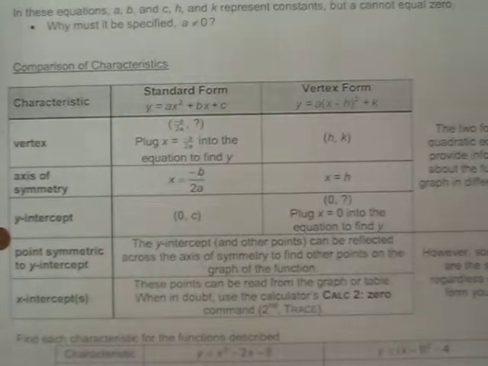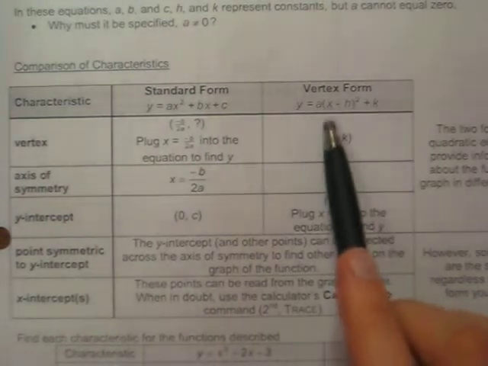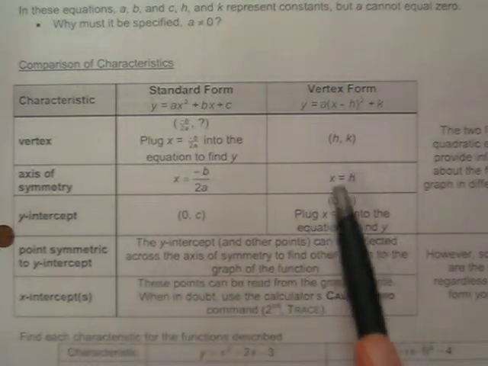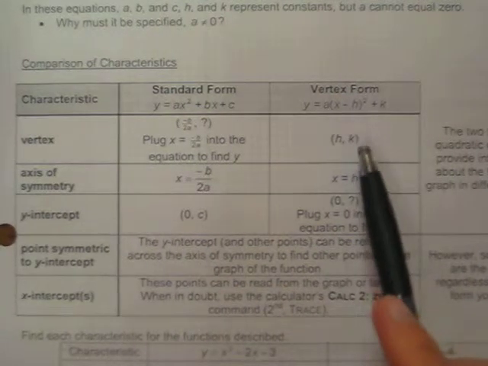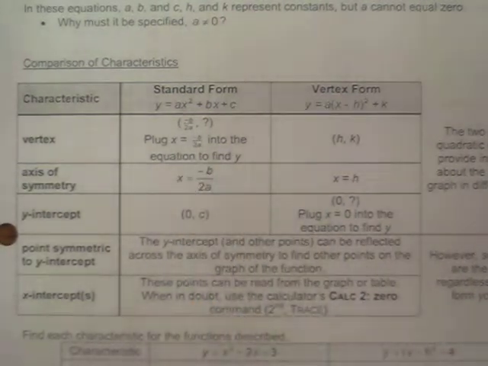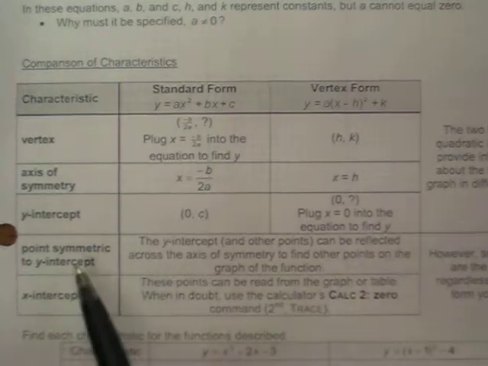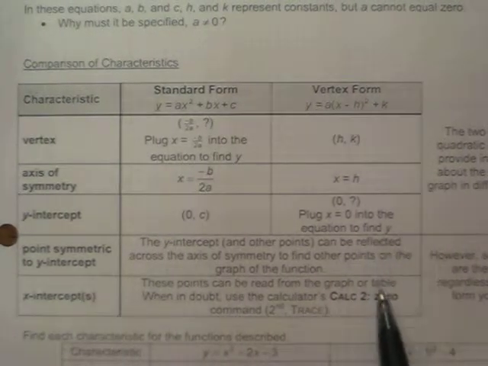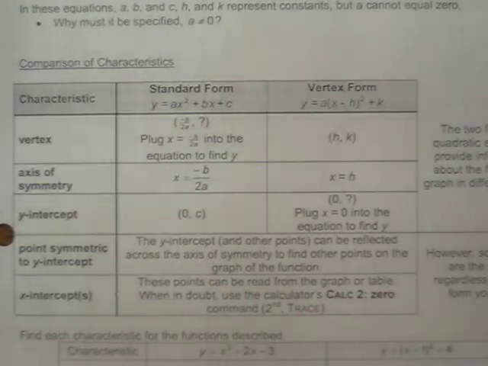Okay, in this video we're going to deal with how to graph a quadratic in vertex form and find the characteristics using vertex form. This is a little bit easier, I think, than standard form. And the last two, finding the point symmetric to the y-intercept and the x-intercept, you do the same way as you did with standard form.